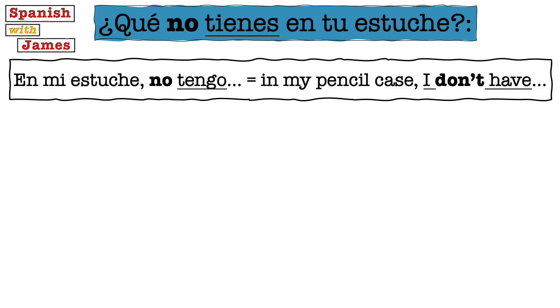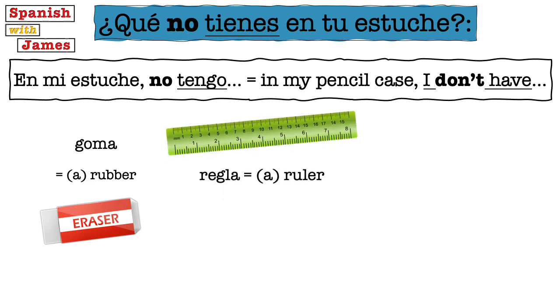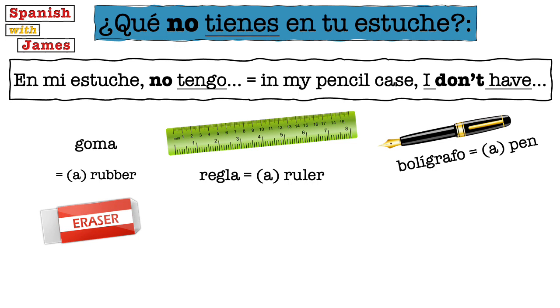And instead of saying en mi estuche tengo, we just need to say en mi estuche no tengo. So it's really easy. You just put no before the verb and it creates a negative. So in my pencil case, I don't have. En mi estuche no tengo goma, no tengo regla y no tengo bolígrafo.